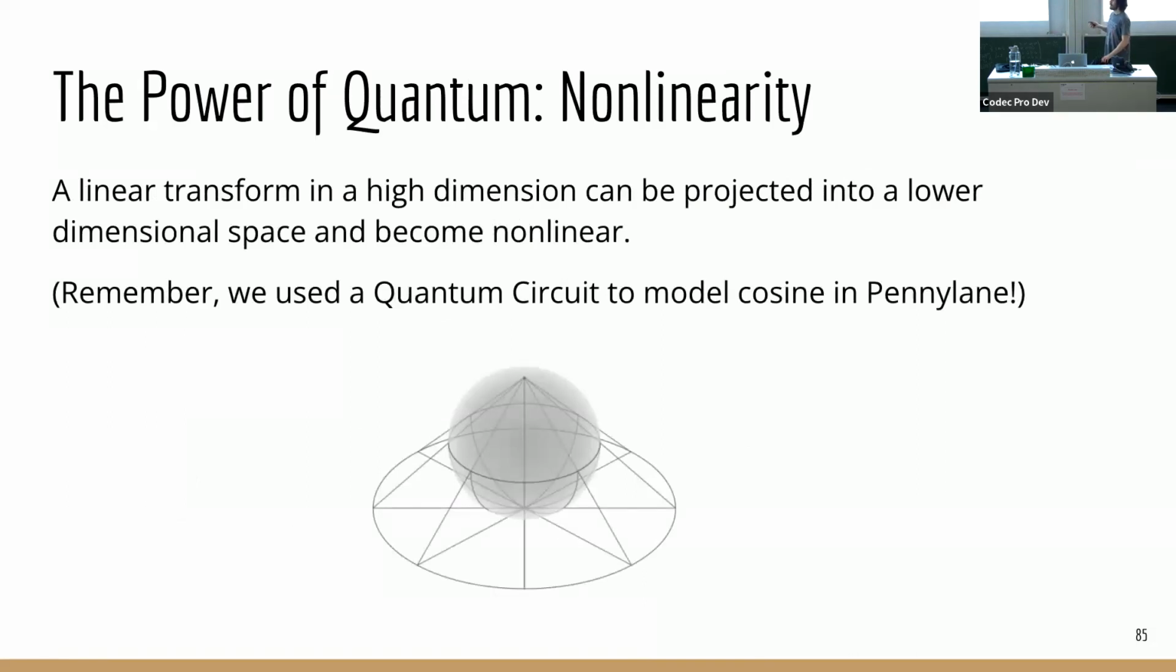Another small point that I want to make is that just because the circuit itself is a unitary transform, that doesn't mean that quantum computers are limited to just simulating linear functions. The reason for this is that if we have a linear transform in a high dimensional space, we can project it down into a lower dimensional space and it will become a nonlinear function. As an example of this, remember that we were able to use a quantum circuit to model a cosine back in the single qubit section.